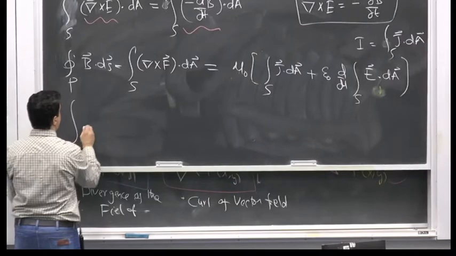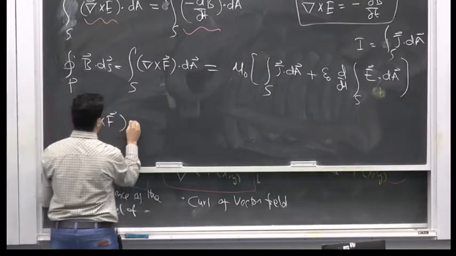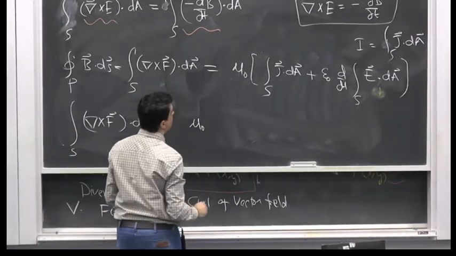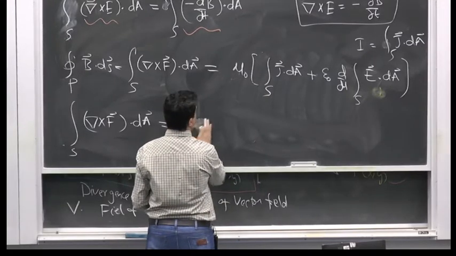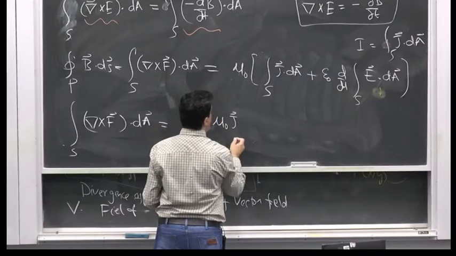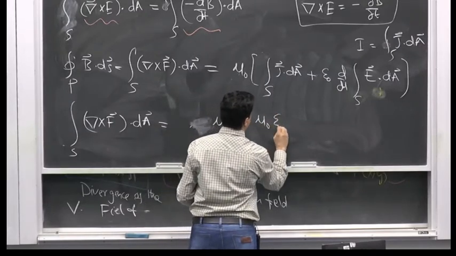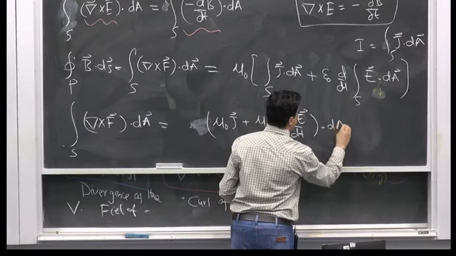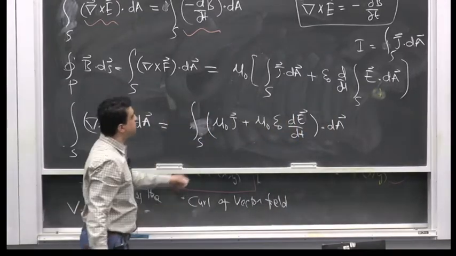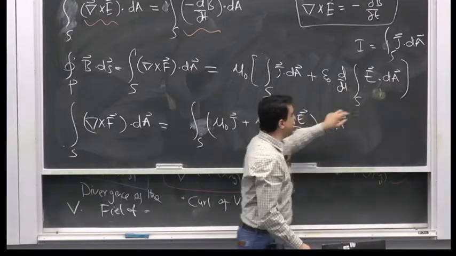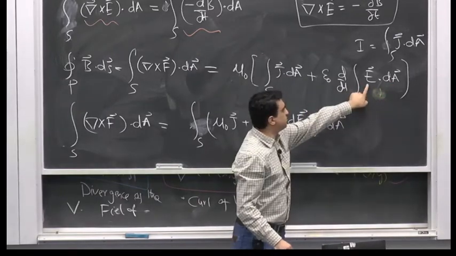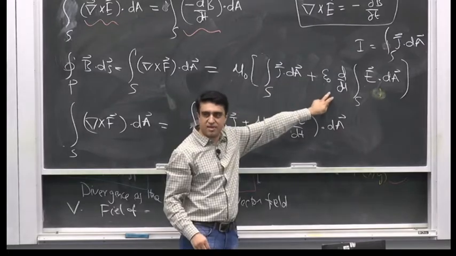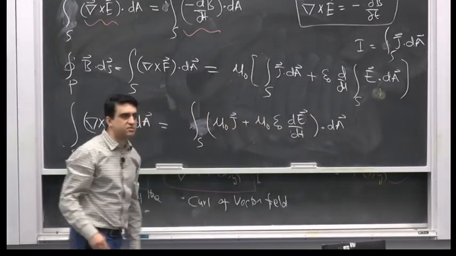So del cross B dot dA over a surface S equals mu naught J plus mu naught epsilon naught dE by dt, and all of this dotted with dA over the surface S. So I have J dot dA, E dot dA. So what I can do, I can sum J with E, but you not only have E, you have d by dt. So that's dE by dt multiplied by mu naught, and I have also multiplied by epsilon naught there. So that's the equation I have.